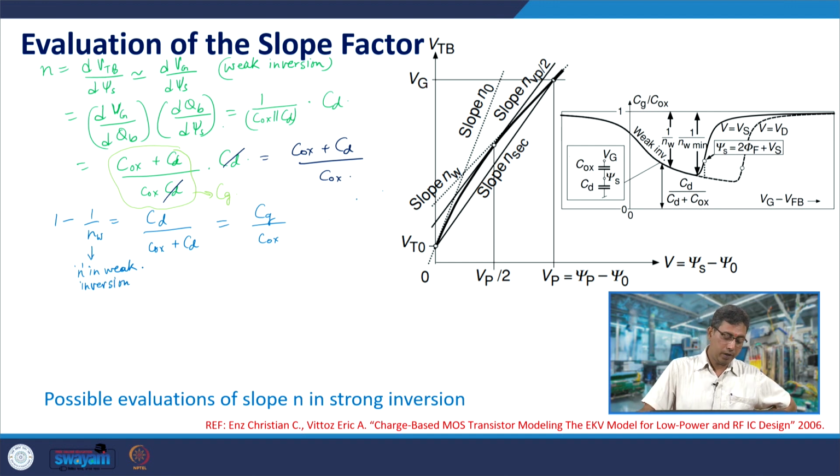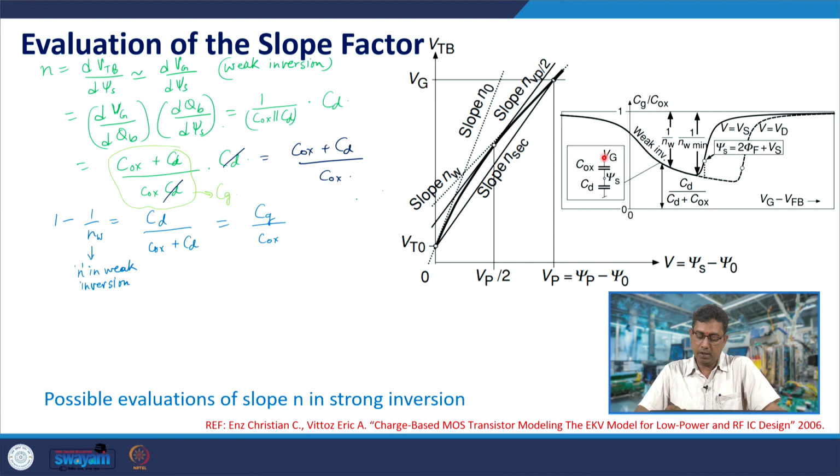So, if I want to find out the value of slope factor in weak inversion, I can plot Cg by C aux with respect to gate voltage. Where does weak inversion manifest in the best way, in the strongest way? That is wherever you have the smallest value of the gate capacitance.